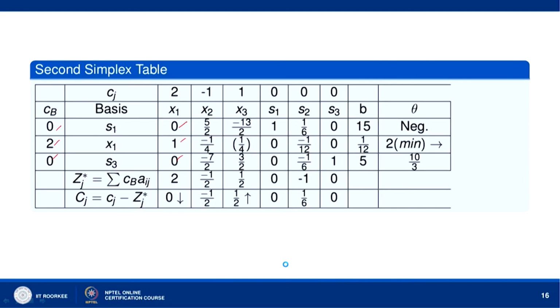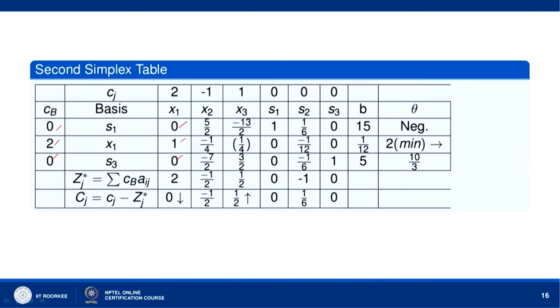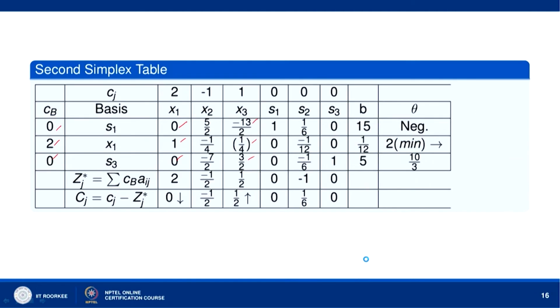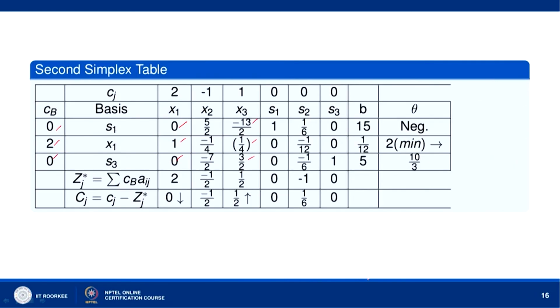Okay. So, we match this X2 column elements, and then X3 column minus 13 by 2, 1 by 4, and then 3 by 2. And then S1 column 1 0 0, S2 column 1 by 6, minus 1 by 12, and minus 1 by 6. So, they also match, and then 0 0 1 in the S3 column.